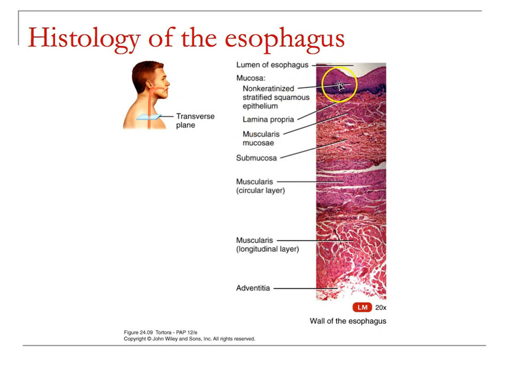Here's what this looks like. It's the mucosa itself is non-keratinized, stratified squamous epithelia. It sits on top of a lamina propria, and here's where you actually see the lamina propria and the muscularis mucosa here. But down here you have the circular layer and the longitudinal layer that sit on top of that adventitia.